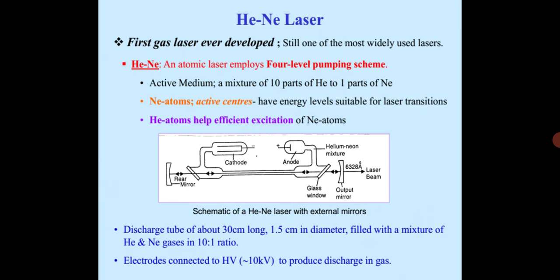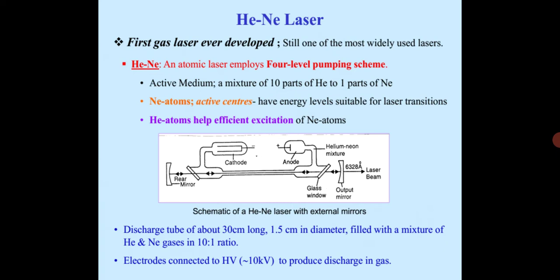So helium neon, an atomic laser, employs a 4-level pumping scheme. Active medium is a mixture of 10 parts of helium to 1 part of neon. Neon atoms are the active centers, having energy levels suitable for laser transition. Helium atoms help efficient excitation of neon atoms.